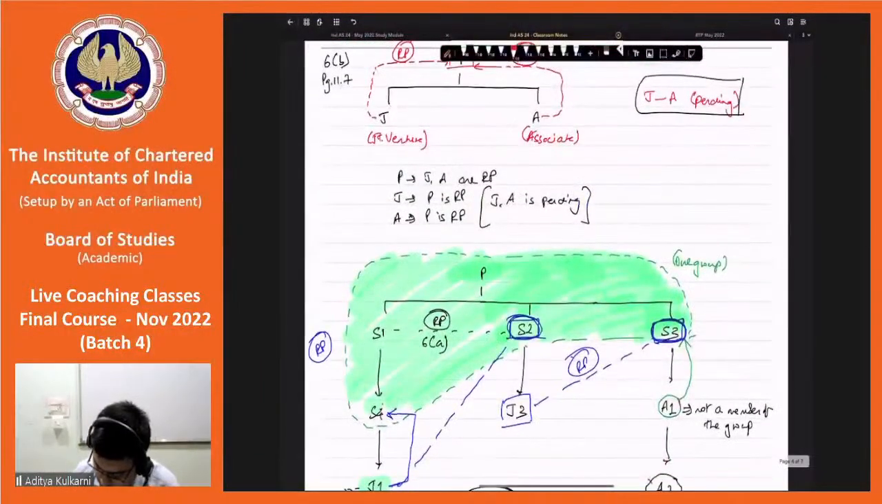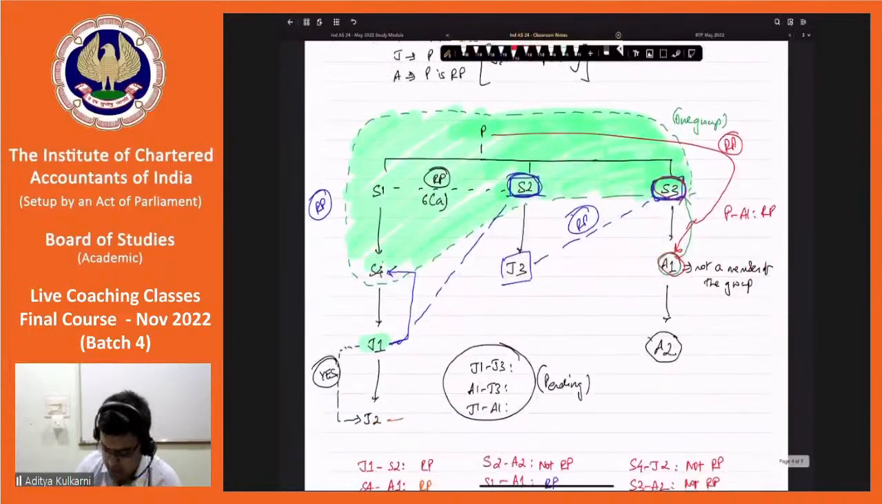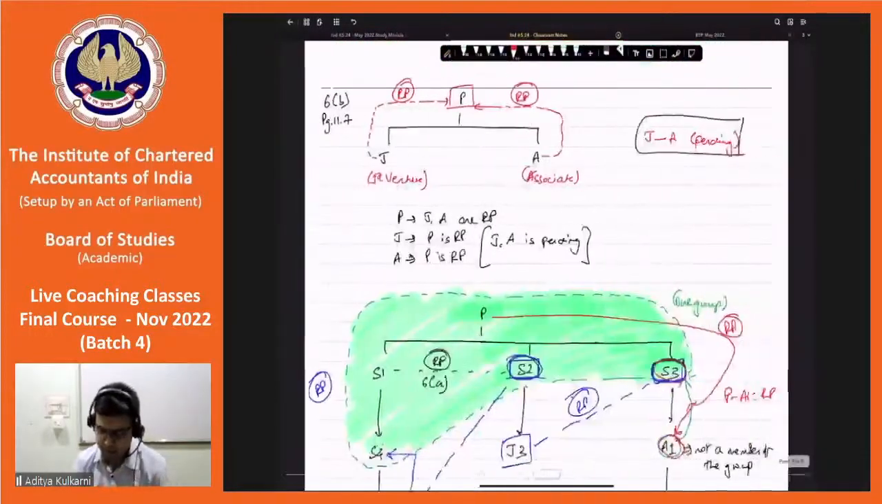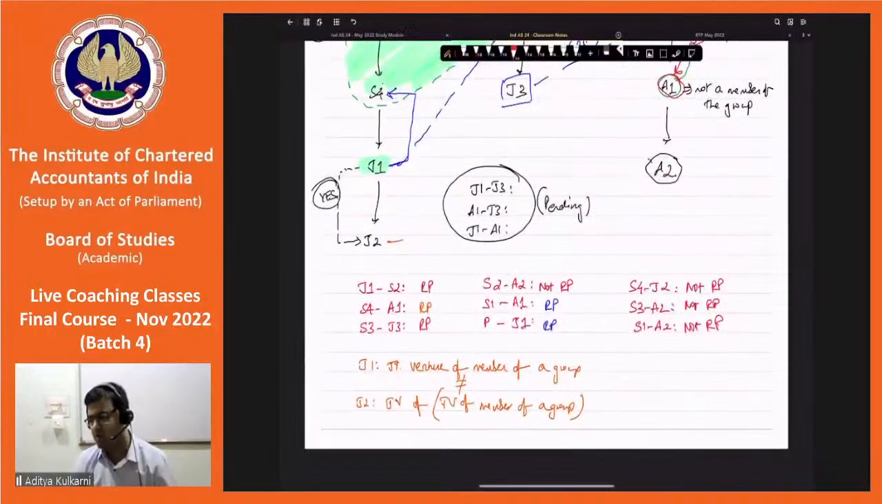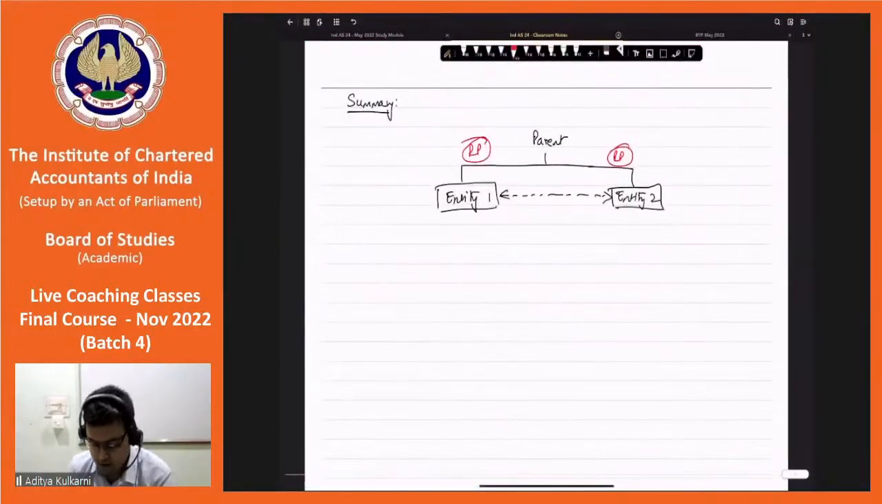Look at this. A1 is associate of subsidiary. Will it be related? Obviously, no. Same concept. Related party. We had done P and J1. So obviously P and A1 also will hold true. We have done that. So now look at this summary.